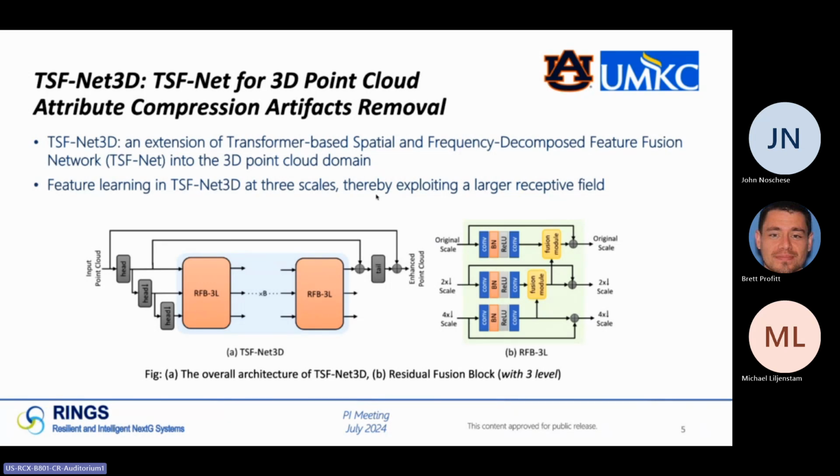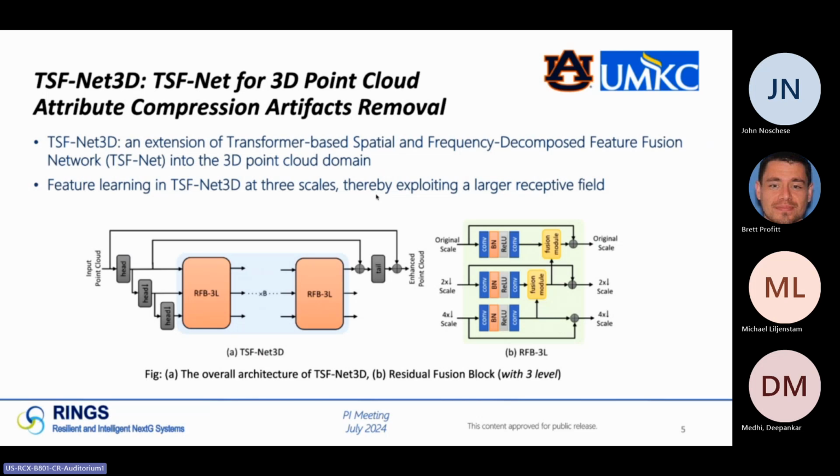You feed this into this TSF. It's a transformer space frequency, this decomposed feature fusion network. So we extend this to handle 3D point clouds. And then it downscales this point cloud data twice. So we can extract features using this RFB 3L modules at 3 different scales.